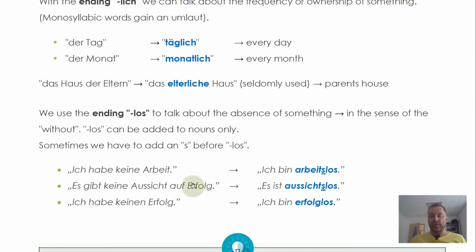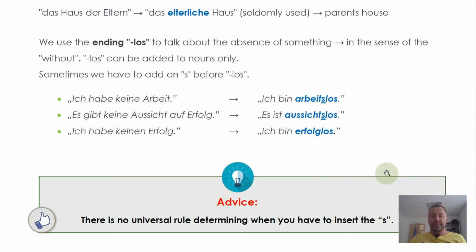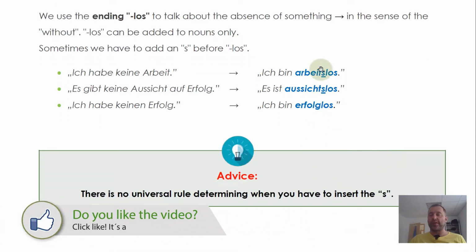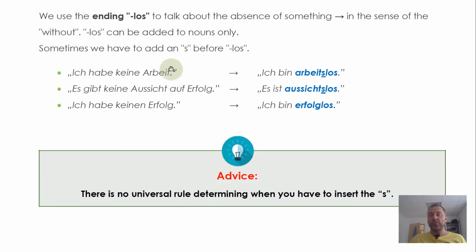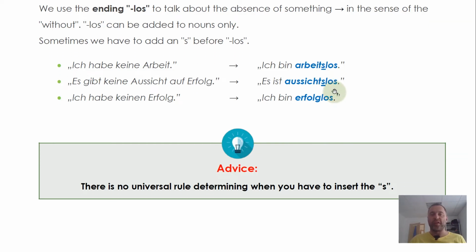Es gibt keine Aussicht auf Erfolg. There is no success inside, word by word. It is sightless, word by word. In English, that means hopeless. Ich habe keinen Erfolg. Ich bin erfolglos. So I don't have success. I'm without success. I'm unsuccessful. And again, there's no universal rule when you actually have to use the s here. Here you add an s between Arbeit and Aussicht, but here you don't. Usually if it ends on t or d, you add one, but not always. So you kind of have to know here again.